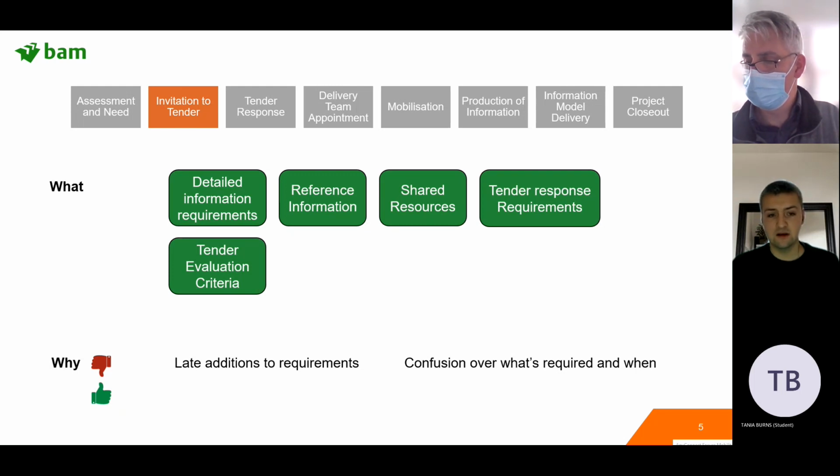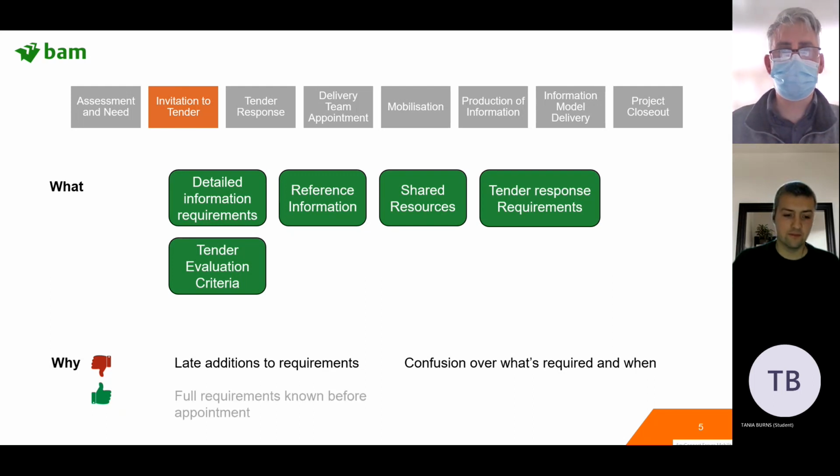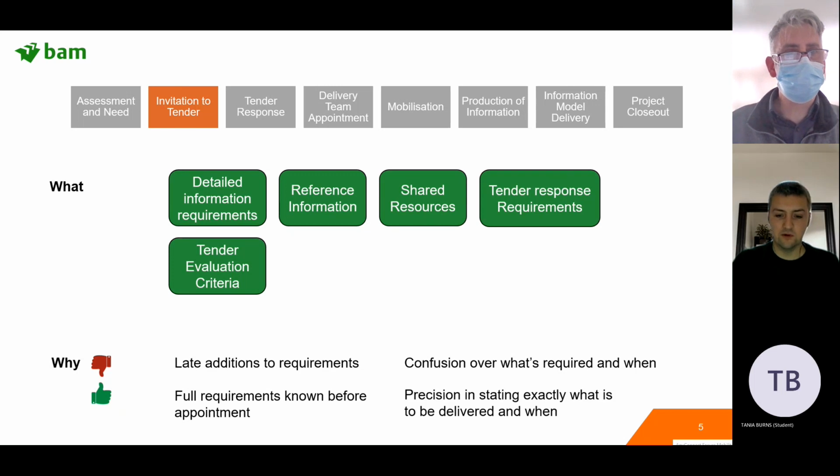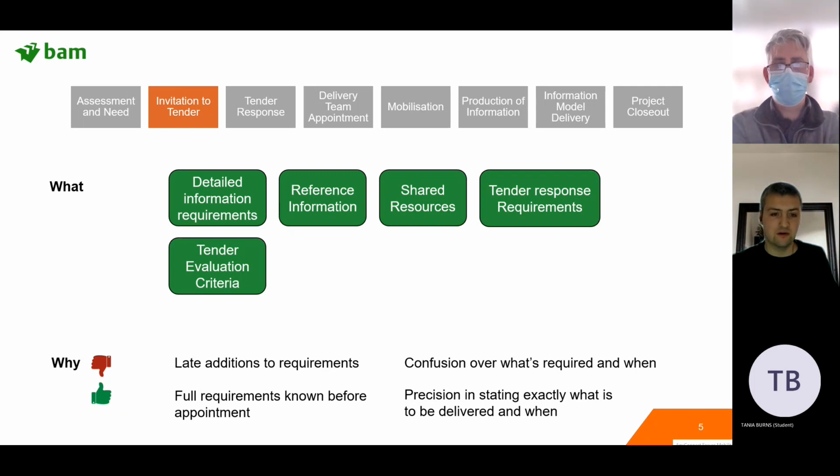If you think of that physically, if you've got a massive complex building, if you didn't tell people until after the tender had been awarded, actually we've decided to adopt this new design, which is really complicated, and the contractor didn't price for that, and they don't actually have the experience or capability to do that. It's the same with information. There are really complex ways of producing information using BIM software, and these things just need to be defined really early. So requirements known before appointment, if this is done properly, means precision in stating exactly what's to be delivered and when.